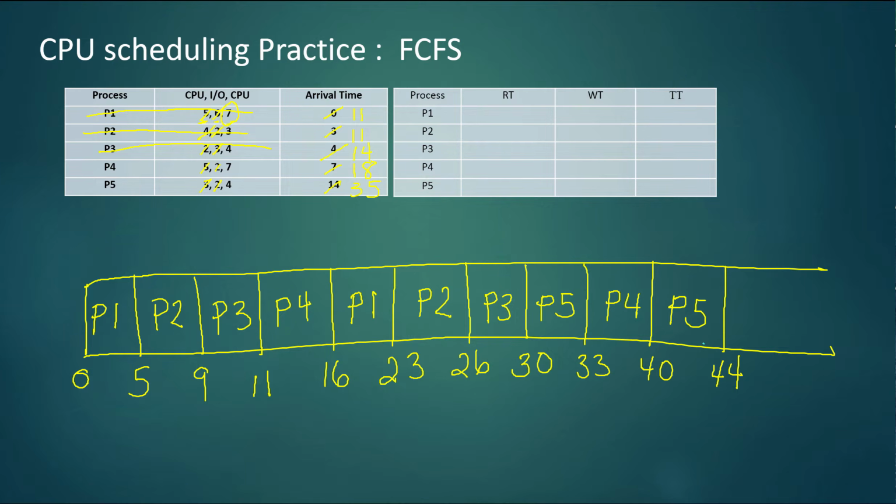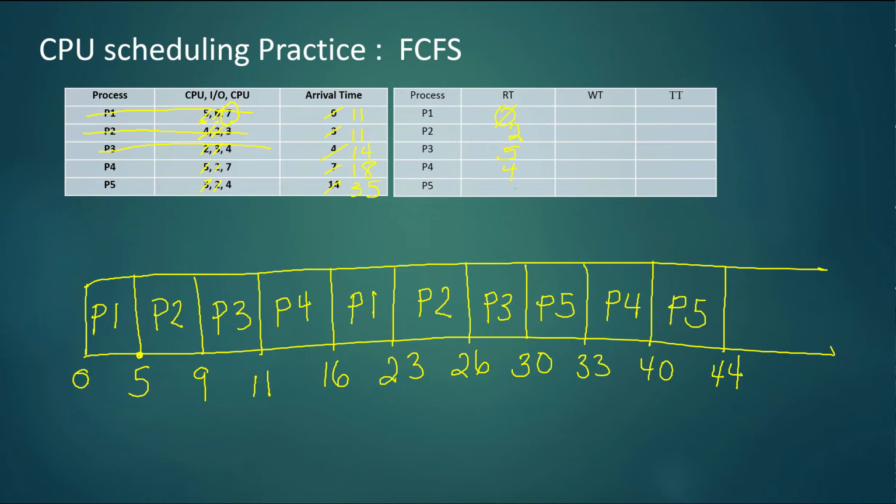So the results: you get the response time, which is from the time of arrival to the first time on the CPU. So P1's response time is 0. P2's response time is going to be 2 time units. P2 arrived at time 3, and it took 2 time units for P2 to get on the CPU. P3's response time is 5. P4's response time is going to be 4.